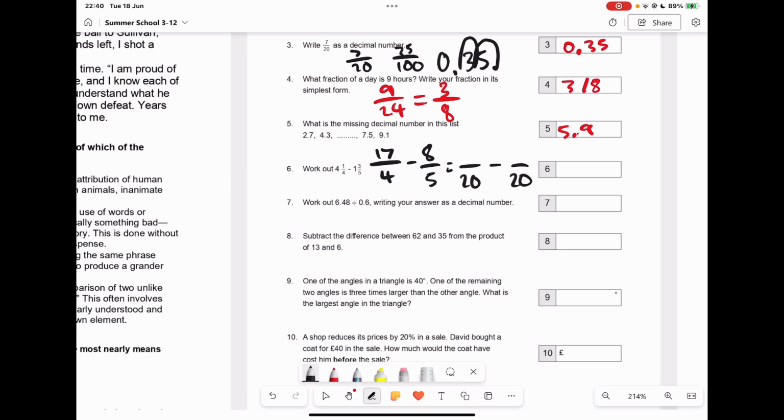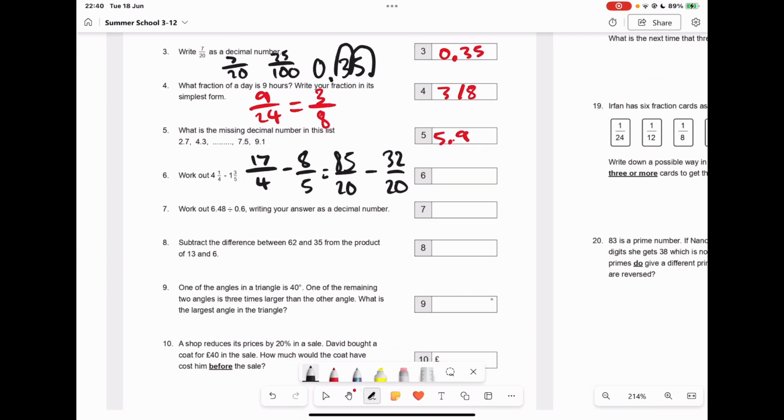So 4 times 5 is 20, so 17 times 5 is equal to 85. 5 times 4 is 20, so 8 times 4 is 32. And then this gives the answer of 85 minus 32, which is equal to 53. So then we take the 53 and that will be our answer. But then we can also put it into a mixed fraction because that's how it was given to us. So that will be 2, because 2 times 20 is 40, and 13 over 20.